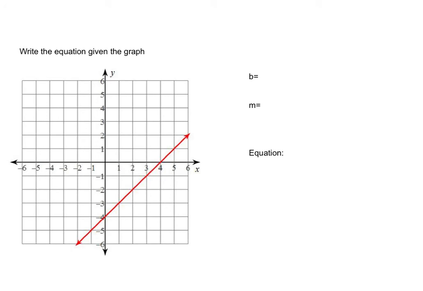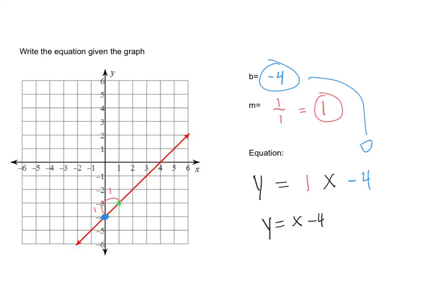We are going to do a few examples, so you should pause your video, see if you can do it, and then press play to see if you got your answer correct. Pause your video now. Your answer would be y equals 1x minus 4. However, we don't really write 1x. We just leave it as x because it's understood that there is a 1 in front of that. So your correct answer would say y equals x minus 4.